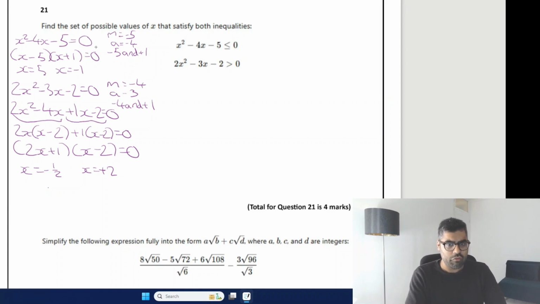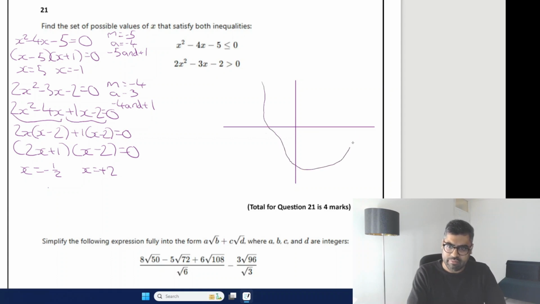So we've got our roots for both equations. Now we're at a position where we can sketch the graphs. So we have, just draw a little couple of lines here. Sketch both of the quadratic curves. So the first one has roots of minus 1 and 5. So let's just simply, again, forgive my artwork. We have minus 1 here, and then we have 5.